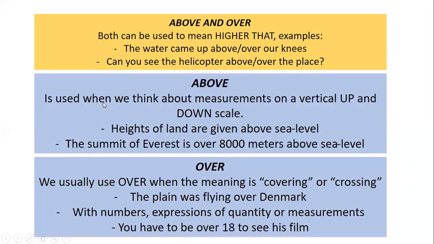Above is used when we think about measurements on a vertical up and down scale. For example, heights of land are given above sea level. The summit of Everest is over 8,000 meters above sea level.